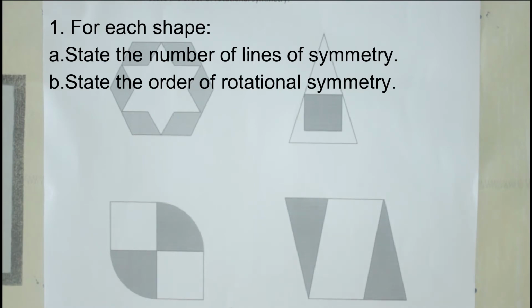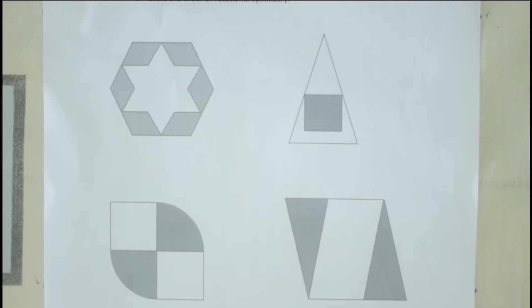Let's take these four shapes for example. For each shape, state the number of lines of symmetry and state the order of rotational symmetry. So as mentioned before, the line of symmetry is the line where you fold and get exactly half. But here they are asking how many lines of symmetry, meaning how many times you can fold so that you get exactly half.